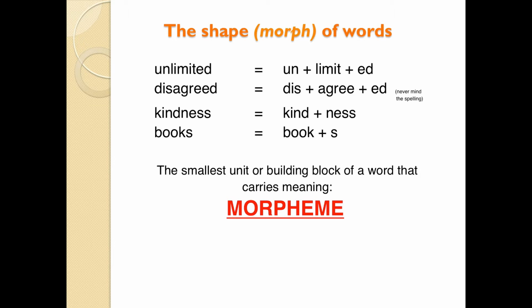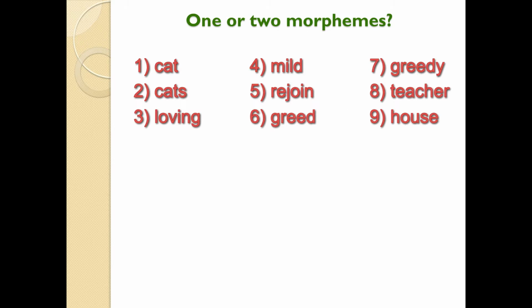So in unlimited, the three morphemes are un, limit, ed. They happen to coincide with the three syllables of the word. But please look at the word books. It's just one syllable, but two morphemes, book and the plural s. So a morpheme is something that you find floating around in the language elsewhere. So book could stand by itself, and the s of books could be a part of other words. So we recognize that plural s as a typical building block for English words.